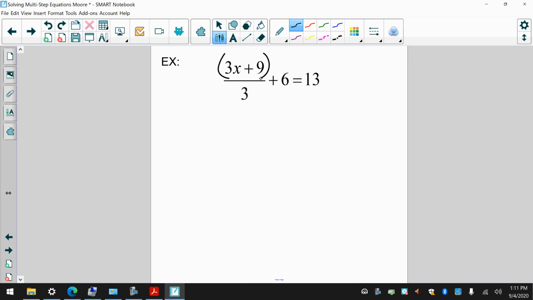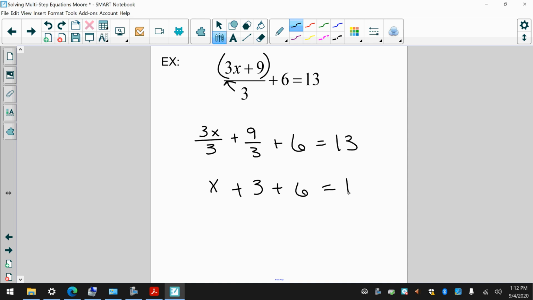Okay, so I have 3x divided by 3 plus 9 divided by 3 plus 6 equals 13. They might look like scary fractions, but they're really not. They're just division. 9 divided by 3 is 3. 3x divided by 3 is x. So I just have x plus 3 plus 6 equals 13. Now combine like terms on both sides.